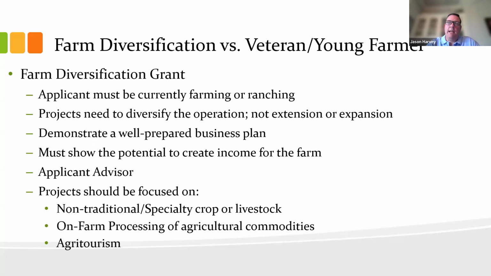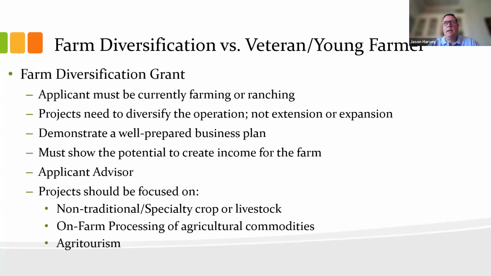Under the Farm Diversification Grant, the projects must be an expansion, and they really need to fit into one of these three categories. The project should be focused on a non-traditional or specialty crop or livestock based project. If you look at our traditional agricultural commodities in Oklahoma, your wheat, your cotton, your soybeans, cattle, poultry, swine, those types of production.